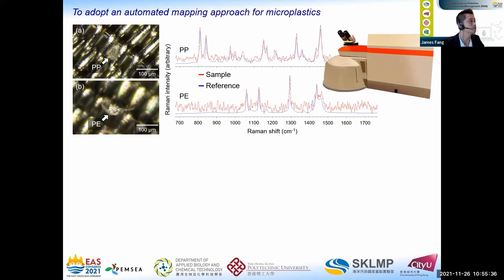On this slide, I show you two particles, polypropylene and polyethylene. Here I show you the Raman spectra of them. The red color spectrum is the sample spectrum. How do we do the identification? When we get the sample spectrum, we match it to the database that we have, with a lot of plastic standard spectra, to identify what it is. For these two particles, they were identified as polypropylene and polyethylene. You see the peak positions, they are matched perfectly. This is a single particle approach.